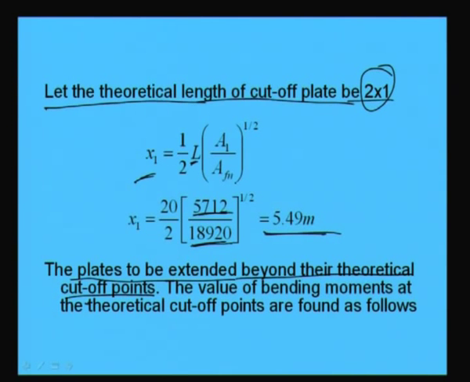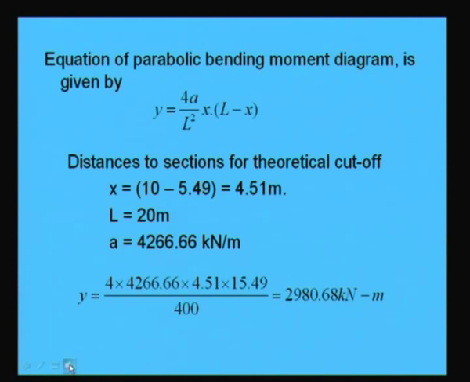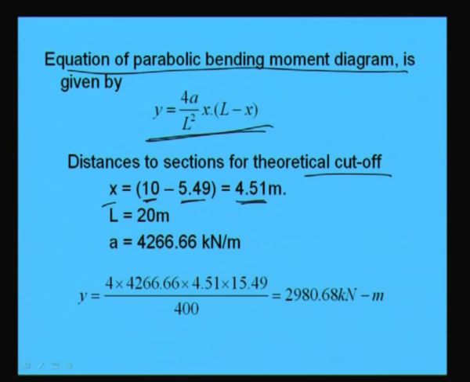Remember, now for plates to be extended beyond their theoretical cutoff points, the value of bending moments at the theoretical cutoff points are found as follows. The value of bending moment we can find out from here. As you know, the equation of the parabolic bending moment diagram can be given as y is equal to 4a by L square into x into (L minus x). Now, the distance of the section for theoretical cutoff x can be found, that is L by 2, this is 10 minus 5.49, that will be 4.51, and L is given this and area A is given this.